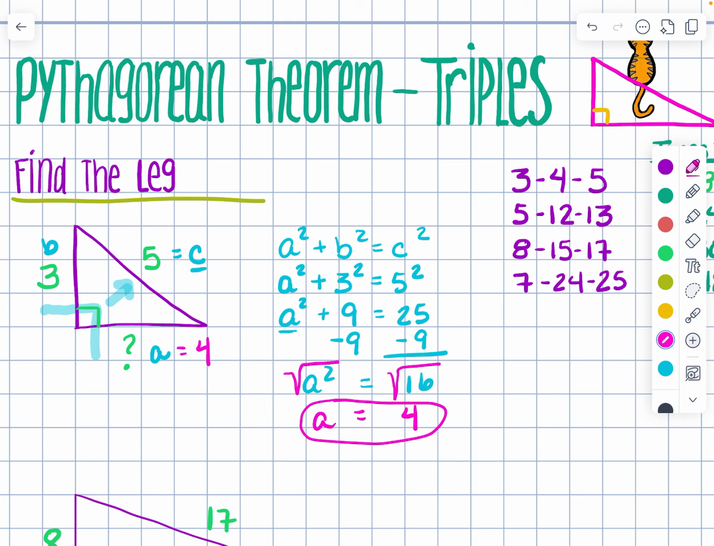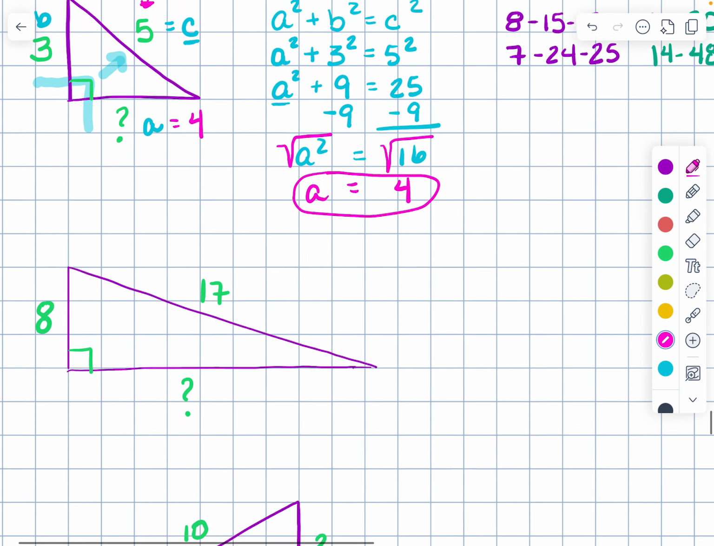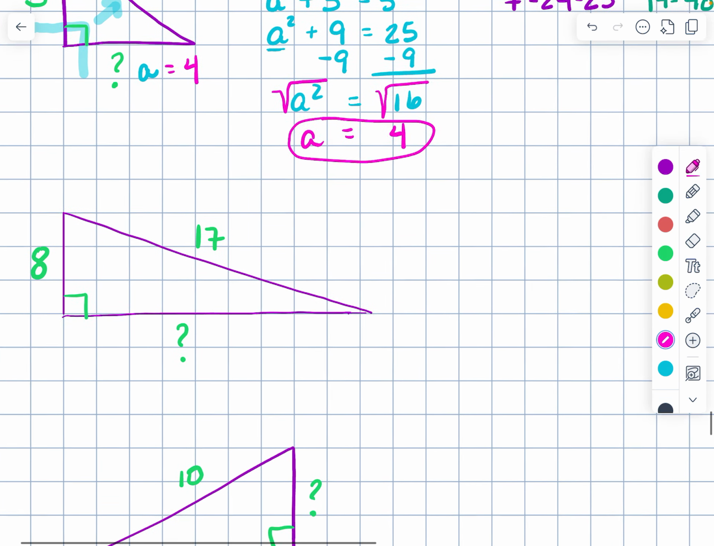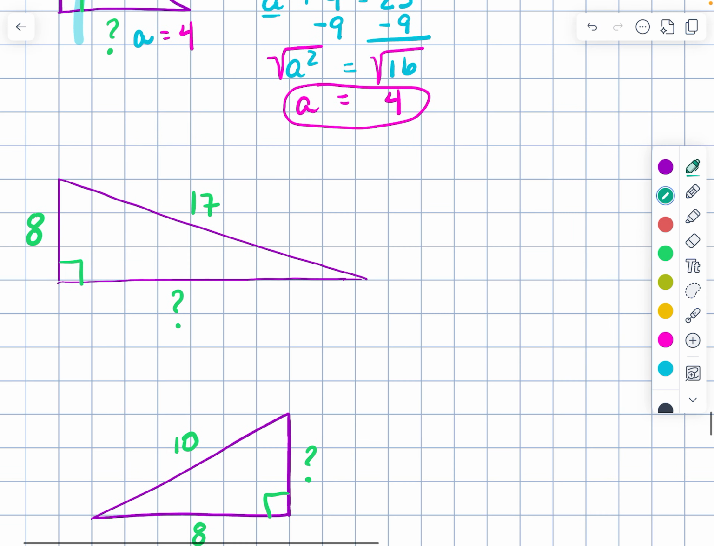And you may recognize this one as a triple. It's up here, a 3, 4, 5 triangle. So if you were to memorize this one, then you just have to make sure that the hypotenuse is 5, and then one of the legs is 3 or 4. And then you know what the other leg is. Okay, and the more you do these, the more this is going to make sense. So keep working these problems.